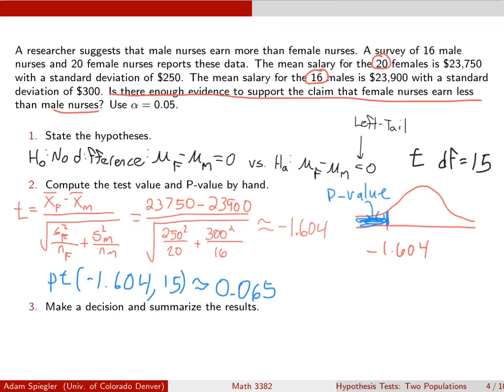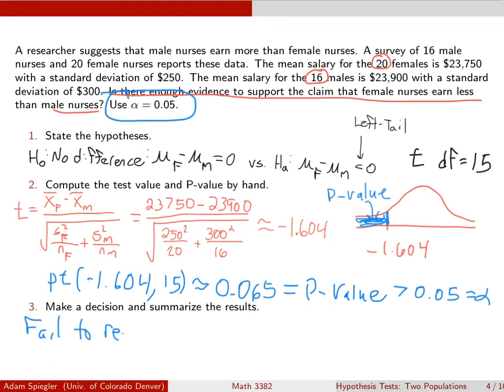And so now when we want to make a formal decision about this, if we're using a 5% significance level, which we're told to use over here, then we compare our p-value that we found in the previous step to that significance level. And what we can see here is that our p-value is bigger than that 5% significance level. And so when that happens, we fail to reject H0, and therefore the test is inconclusive.